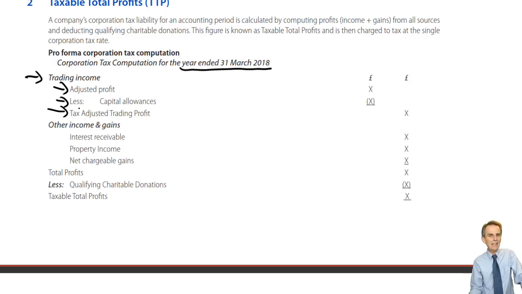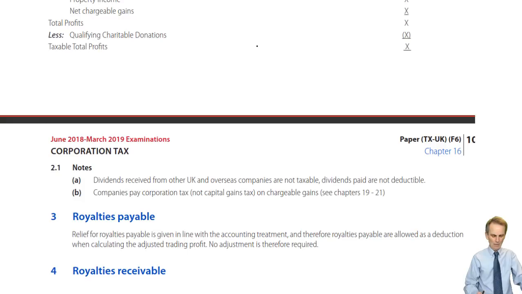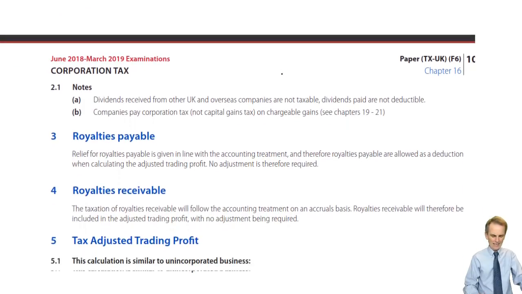But what we said in that context was most, but not all, thankfully, of what we had to do for the unincorporated trader, we also do for the incorporated trader, the company. So before we go any further on this pro forma, let's just look at some of the issues that may go through our trading income figure.